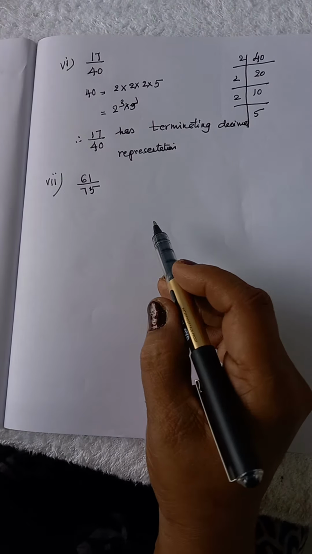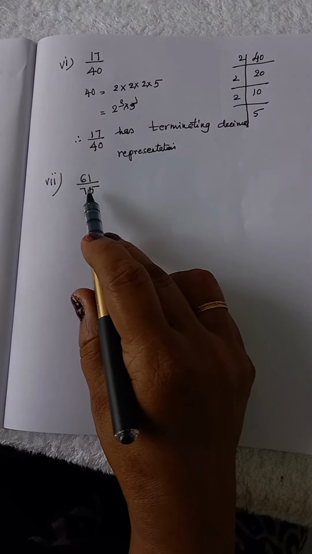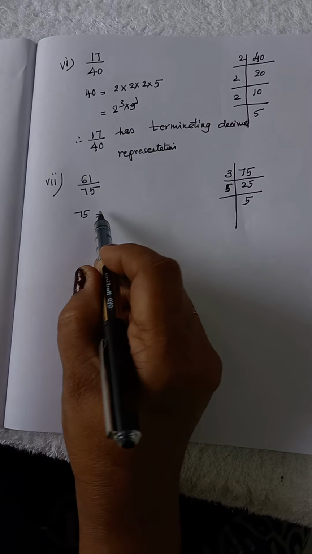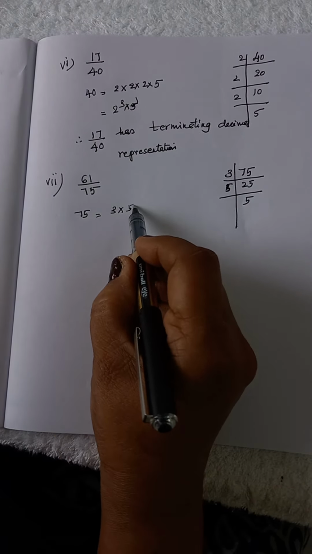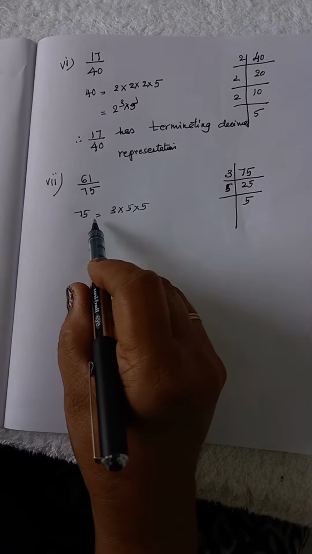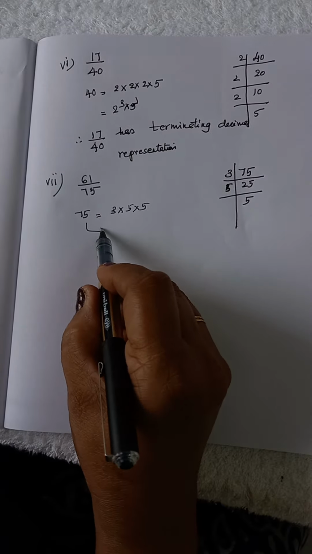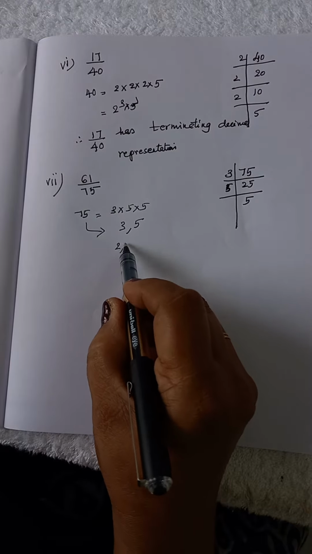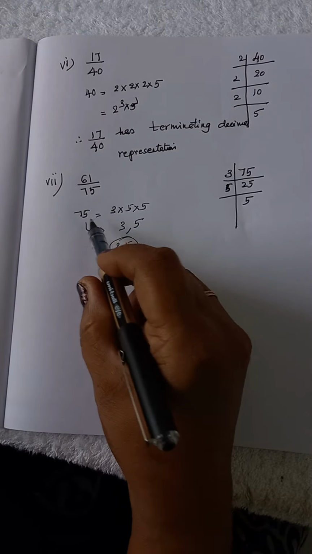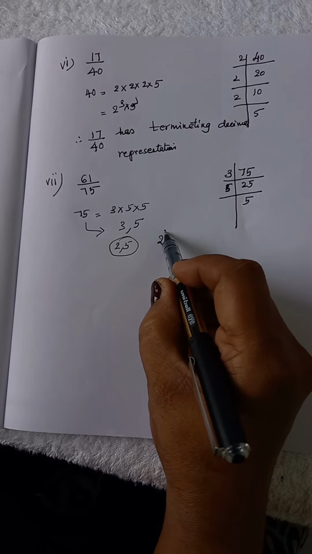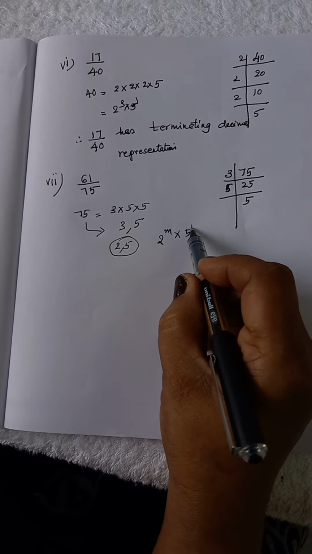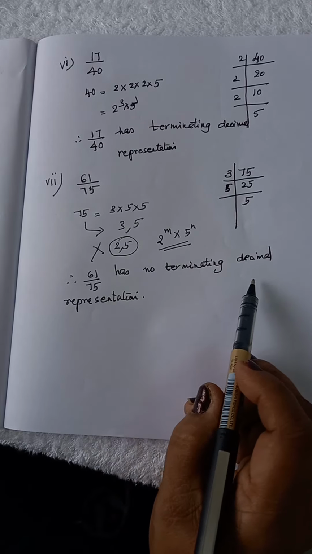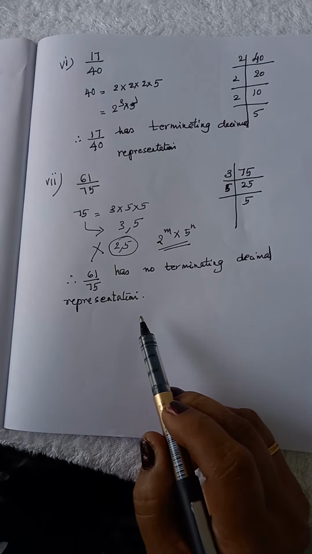Now the seventh question is 61 by 75. 75 can be factorized, so that this 75 can be written as 3 into 5 into 5. Here the prime factors of 75 are 3 and 5. There are no prime factors 2 and 5 in order to express the 75 as 2 raised to m into 5 raised to n. Therefore, the rational number 61 by 75 has no terminating decimal representation.